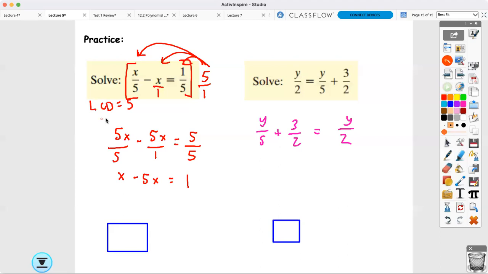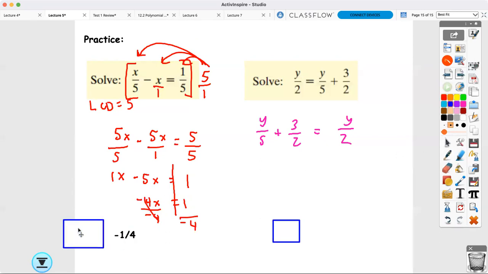Now, on the left side, we can combine x minus 5x, guys. What's 1 take away 5? 1 minus 5 is negative 4x equals 1. To get rid of the negative 4, we would divide. So we get x equals 1 over negative 4, which is the same thing as negative 1/4.